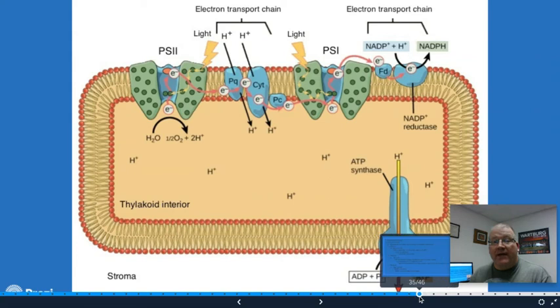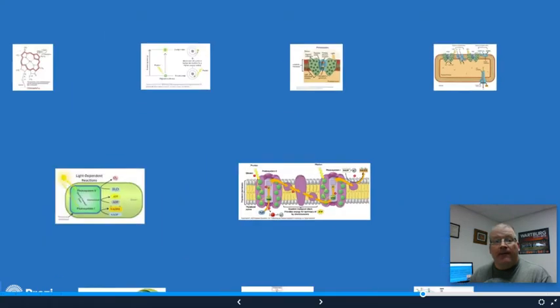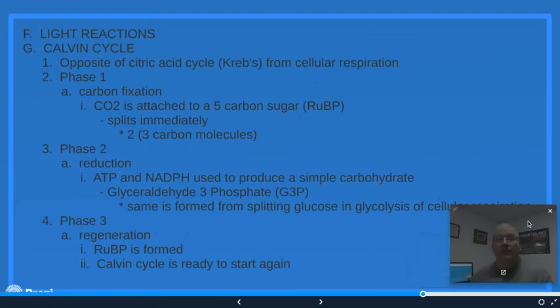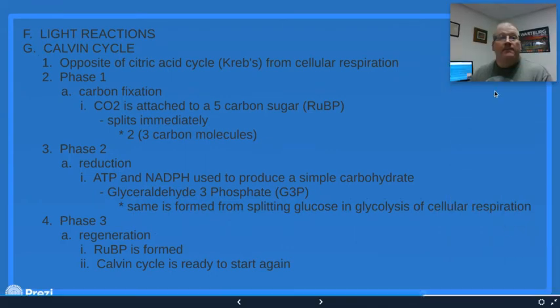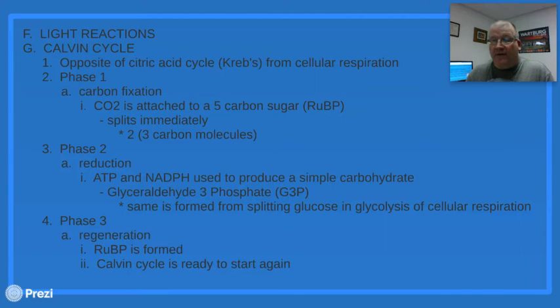Let's take a look at the next step now, which is the Calvin cycle. Okay. So the Calvin cycle is the opposite of the citric acid cycle or the Krebs cycle. Okay. So just like we said before, the cellular respiration and photosynthesis are opposites of one another. So where cellular respiration had glycolysis, Krebs cycle, and electron transport, photosynthesis is the opposite.